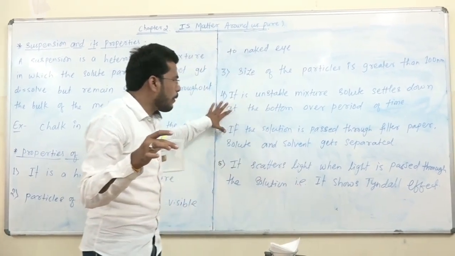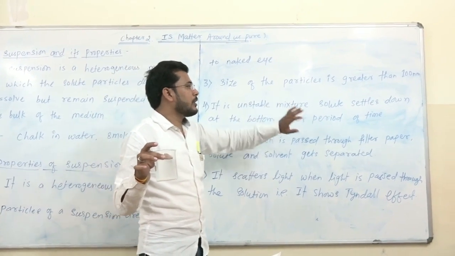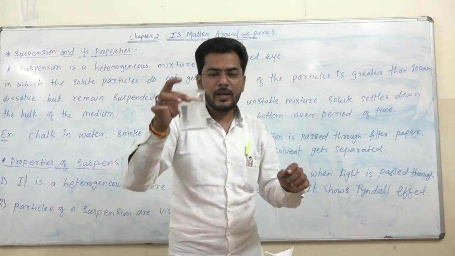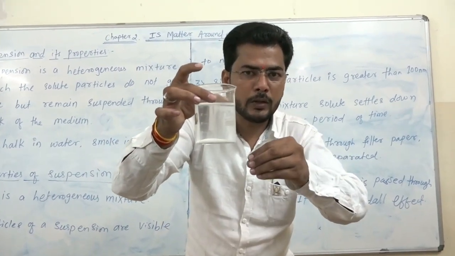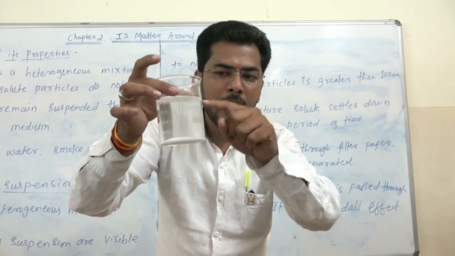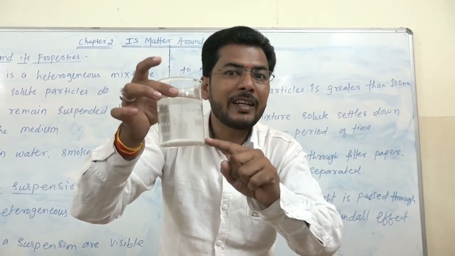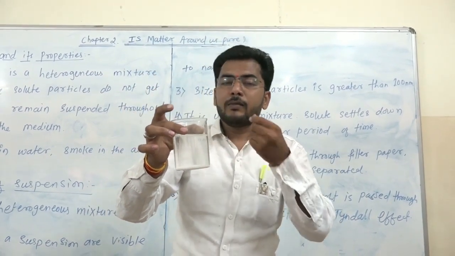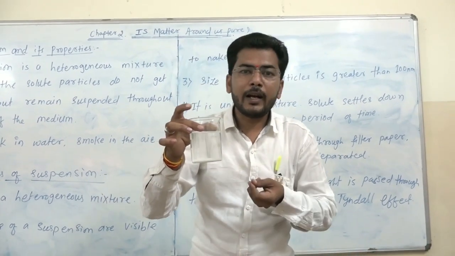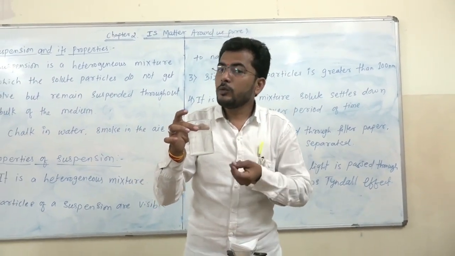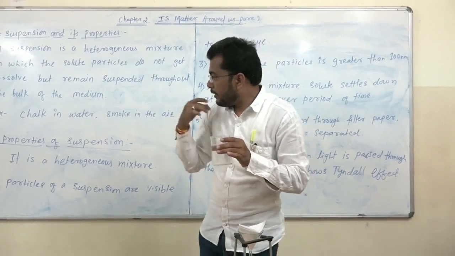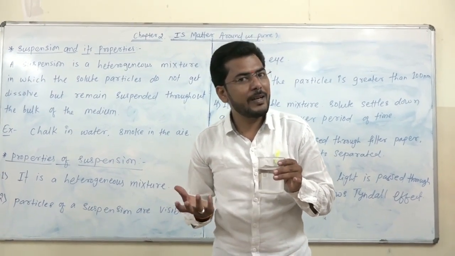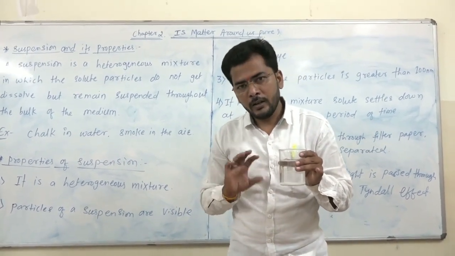The most important property is that it is an unstable mixture. The solute settles down at the bottom over a period of time. You can see that when I added the chalk powder into this water, after some time it settled down. But when we make a solution, this does not happen. Why? A solution is a homogeneous mixture, and the particles are totally mixed into the solvent. For example, salt in water, sugar in water.